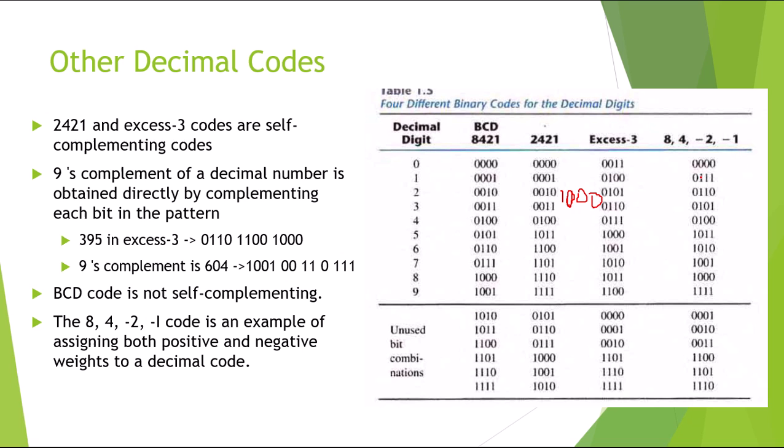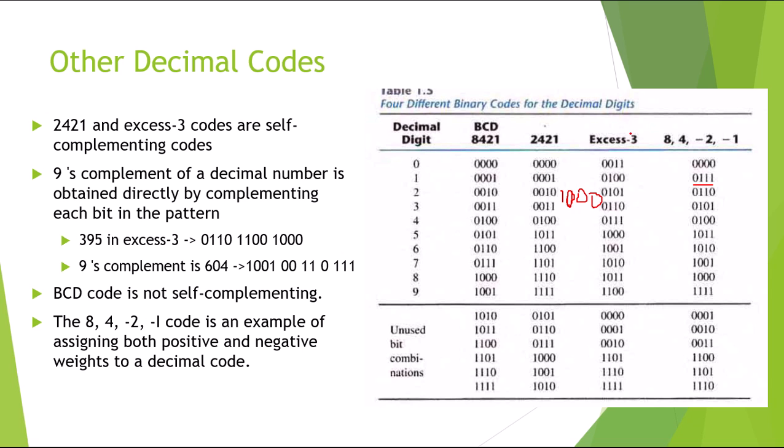8 4 minus 2 minus 1 is a unique code because it uses a negative weightage and a positive weightage. If I talk about 0, it's all zeros. If I talk about 1, it's not that straightforward. I don't want 8, I will have a weightage of 4, minus 2 and minus 1. So 4 minus 2 will be 2, and then minus 1 will be 1. That's why my code is 0111. Now if I talk about 2, again it's not that straightforward. I have to use a different combination here. If I give a weightage 1 to 4 and a minus 2 weightage, 4 minus 2 is 2, so that is why 0110. In this way we have these codes, and these are the unused codes.